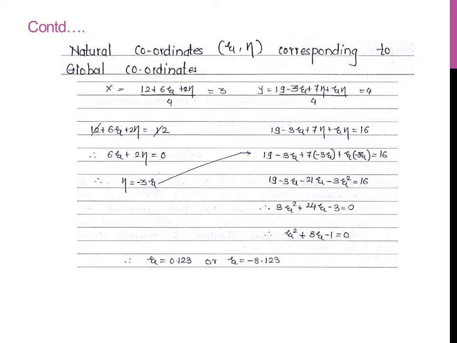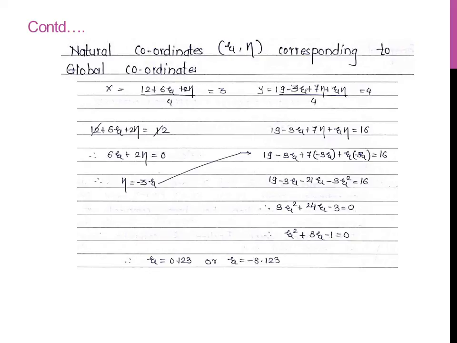Expanding the equation, you will get eta is equal to minus 3 into zeta. So you will get an eta value in terms of zeta. Expand the y equation and you will get 19 minus 3 zeta plus 7 eta plus zeta into eta is equal to 16. Put eta equal to minus 3 zeta in this equation and you will get a quadratic equation, and the roots of that quadratic equation are zeta equal to 0.123 or zeta equal to minus 8.123.